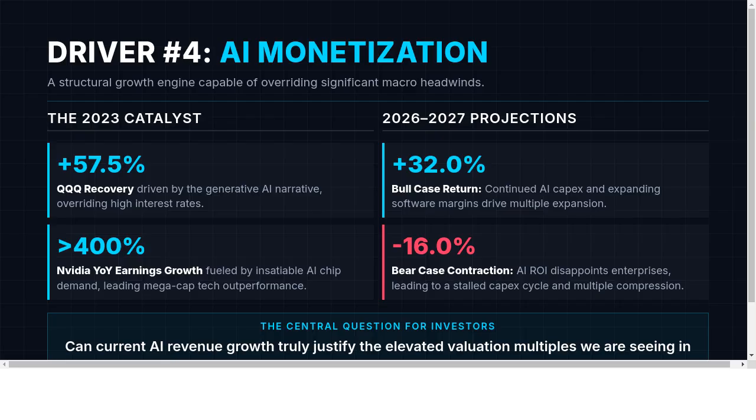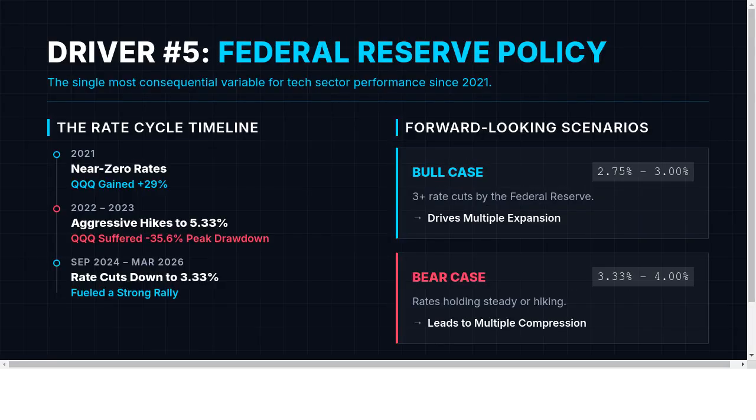in the sector. This brings us to another critical macro factor: Federal Reserve policy. Federal Reserve policy has been the single most consequential variable for tech sector performance since 2021, acting as the macro policy anchor. The Fed's rate cycle, from near zero to 5.33% and back down, directly correlates with significant shifts in QQQ's performance. For instance, near zero rates in 2021 saw QQQ gain 29%, while aggressive hikes in 2022 to 2023 led to a 35.6% peak drawdown.